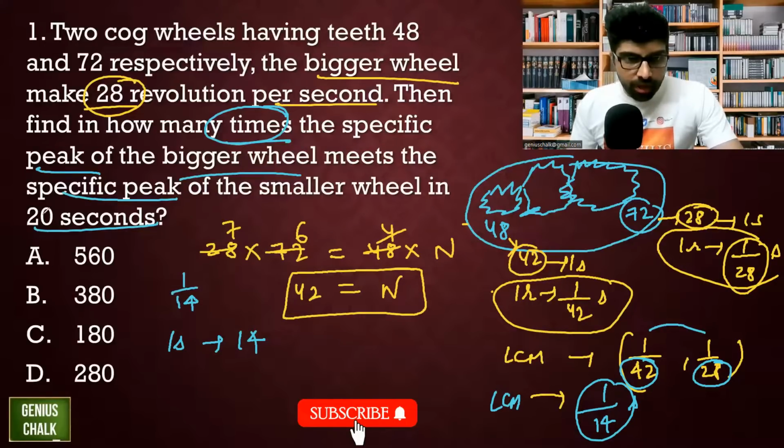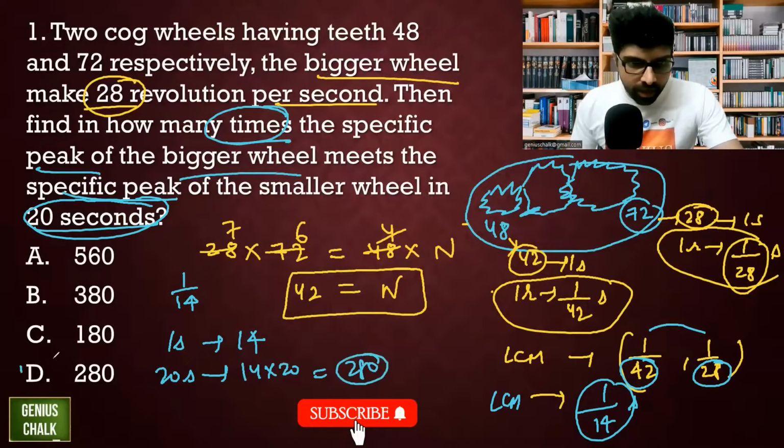So they say in 20 seconds, how many times will they touch each other? So it will be 14 into 20, that is going to be 280. That is my option D, right? But this is a good question, an important question.